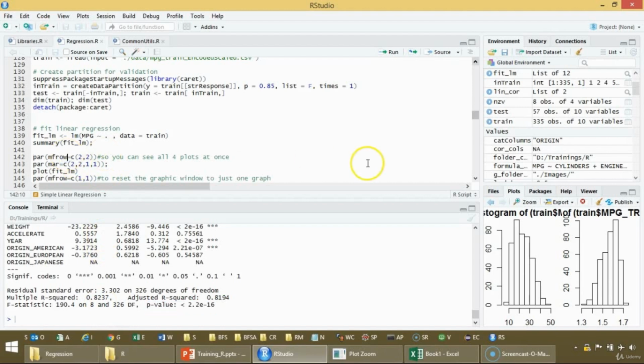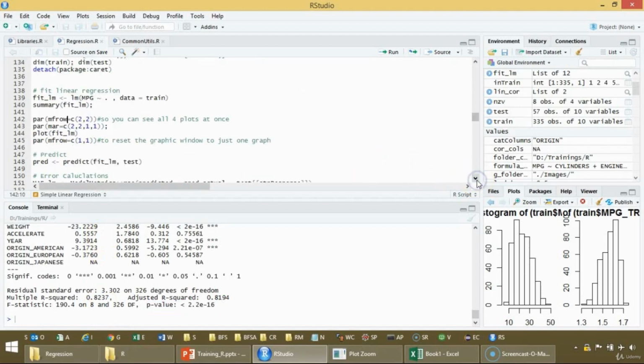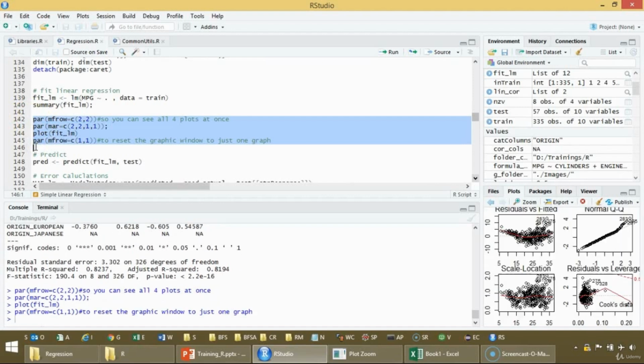Now let us draw this. 142 to 145 we are running together, and this is what it gives.